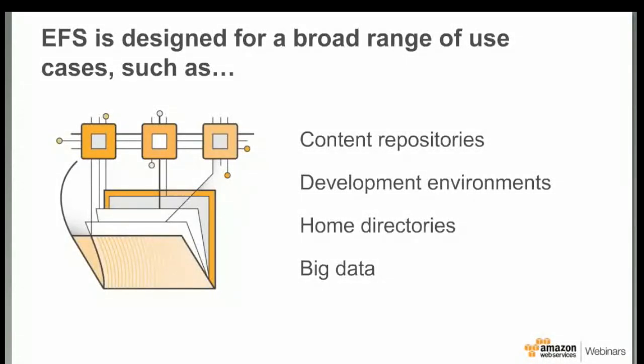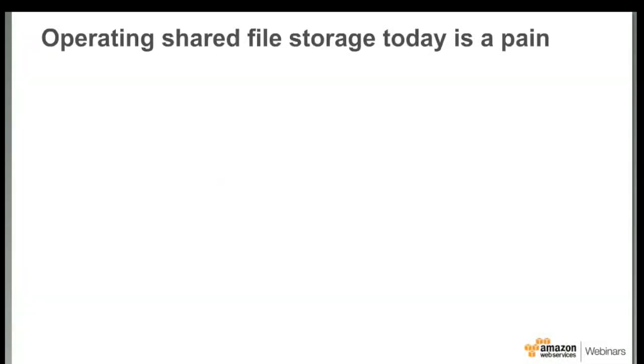And big data workloads often require file system operations and read after write consistency, as well as the ability to scale to really large amounts of storage and throughput. EFS can serve as file storage that EC2 clusters can work with directly for those types of workloads. So why did we build EFS? Well, because operating shared file storage today is a pain.